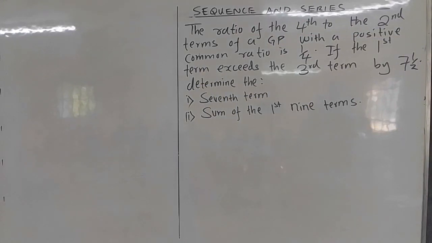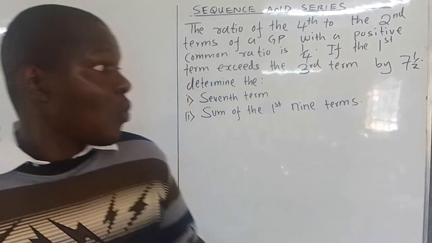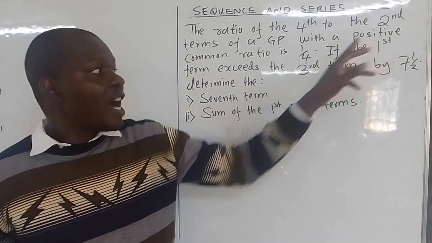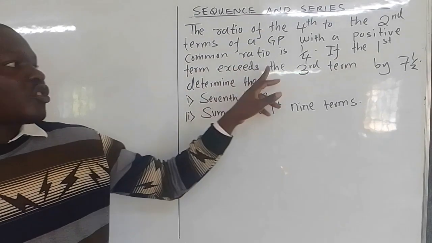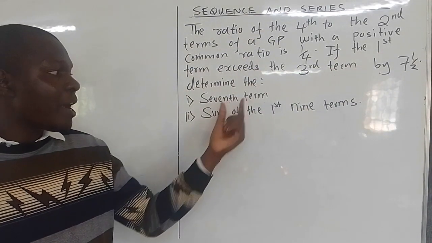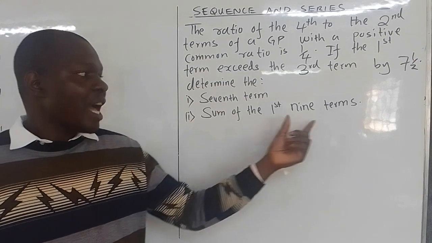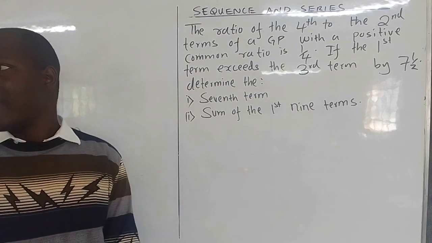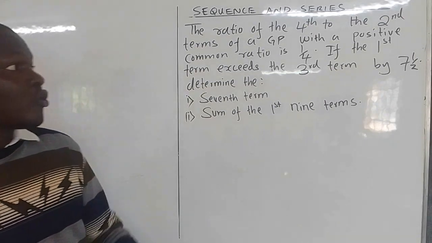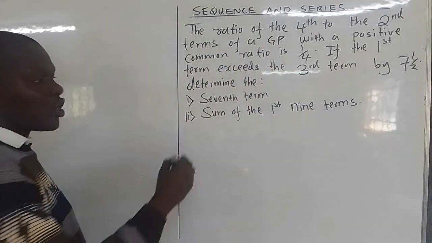This next case, you've been told the ratio of the fourth to the second terms of a GP with the positive common ratio is 1/4. If the first term exceeds the third term by 7.5, you'll be told to determine the seventh term and the sum of the first nine terms. So the first thing is to identify the unknown. So you'll be told it is a geometric progression, isn't it?